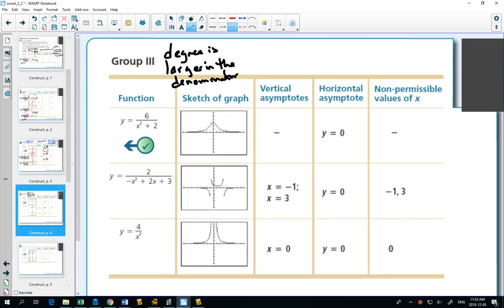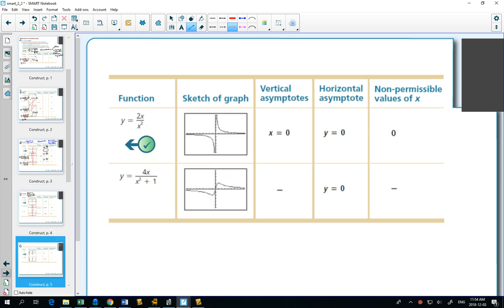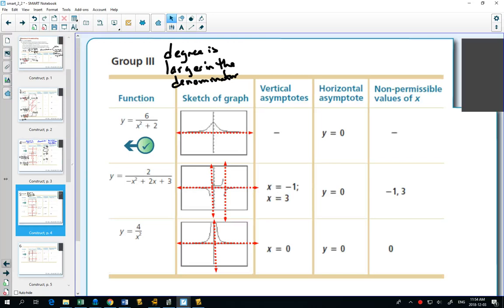We'll draw asymptotes in where applicable. Asymptote at 0, 2 asymptotes there, and an asymptote at 0. Oh, this is an interesting one. Even though the graph goes through the asymptote, no hole. We'll have some discussion about the last one. It follows the rules.